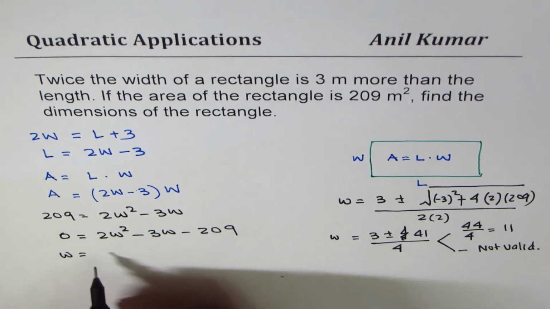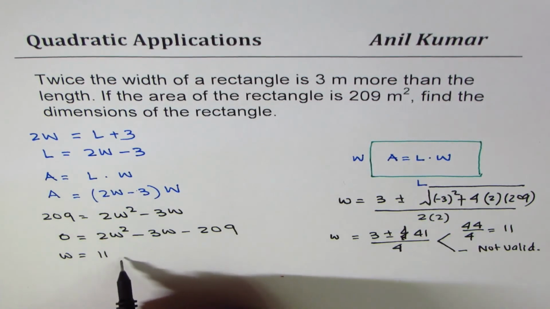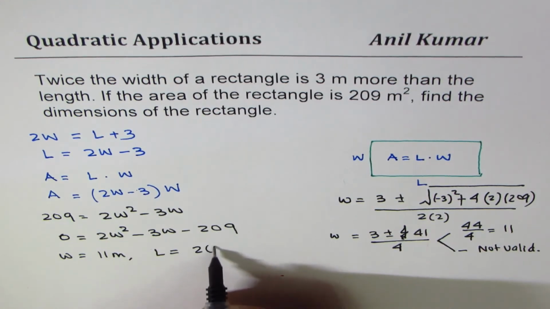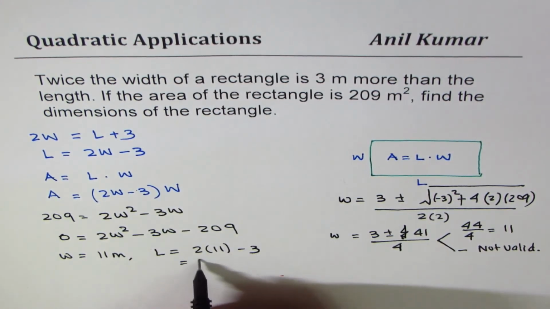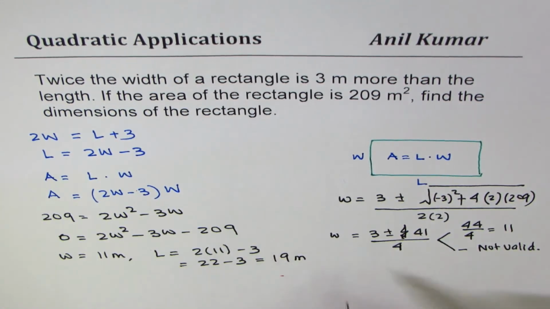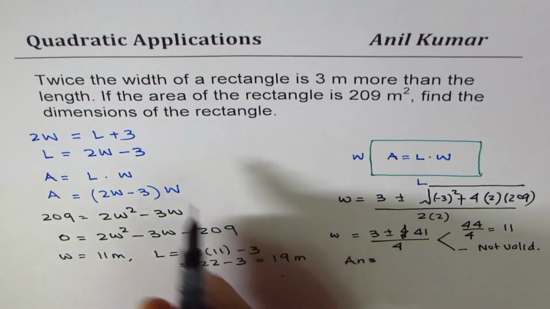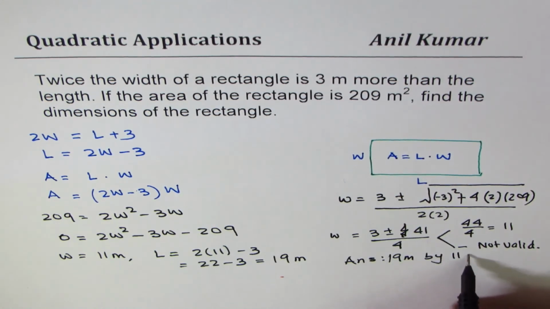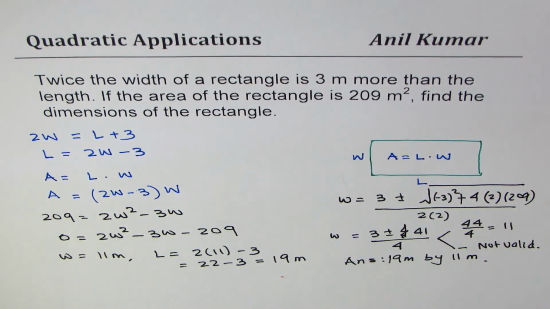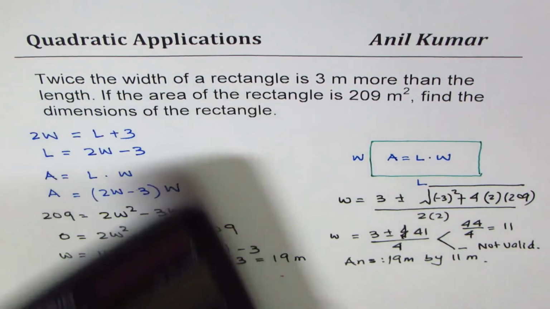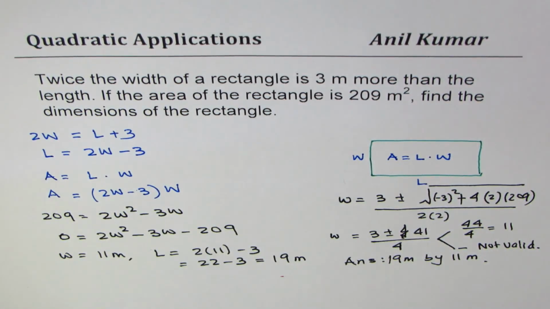So we found that the width is 11 and the units are meters, and length L should be equal to twice 11 minus 3, or 22 minus 3, which is 19 meters, correct? So we have our answer here as the dimensions of the rectangle are 19 meters by 11 meters. You can always check your answer. If you multiply 19 times 11, you should get 209. Perfect. So that is how you should be solving such questions. I hope that helps. Thanks and all the best.